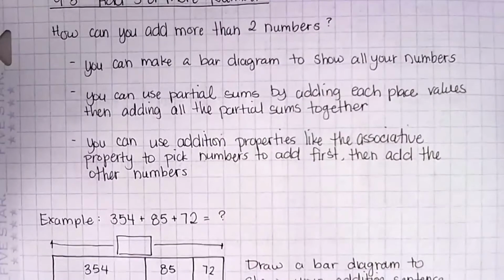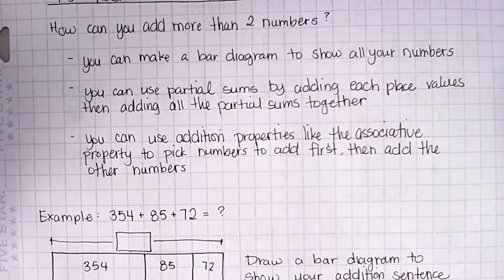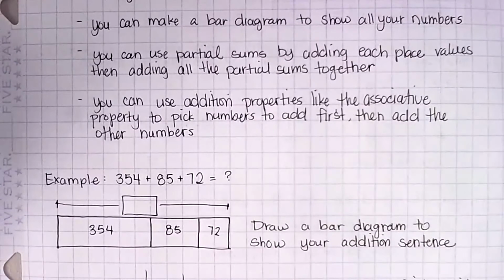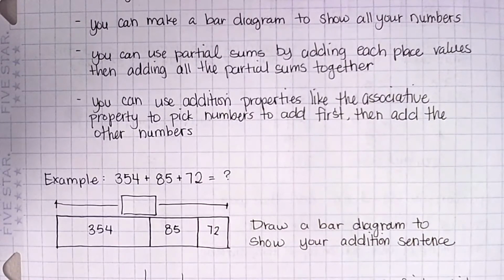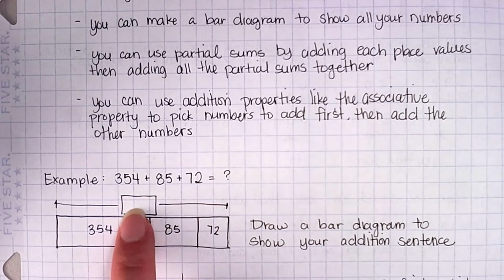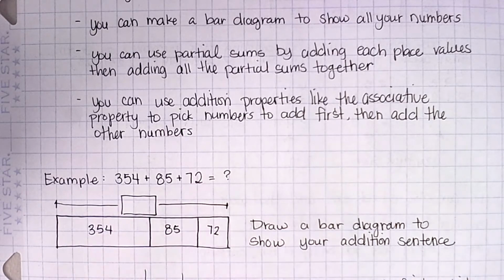So I gave you an example here, 354 plus 85 plus 72. So the first thing I did here was I drew a bar diagram to show my addition sentence. So all of my add-ins are here in my bar diagram, which is going to equal my mystery number that's going to be on top.